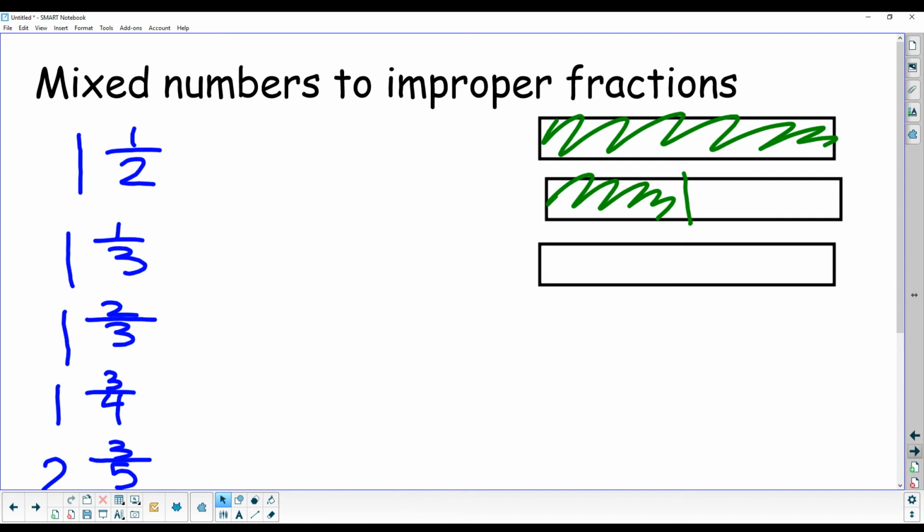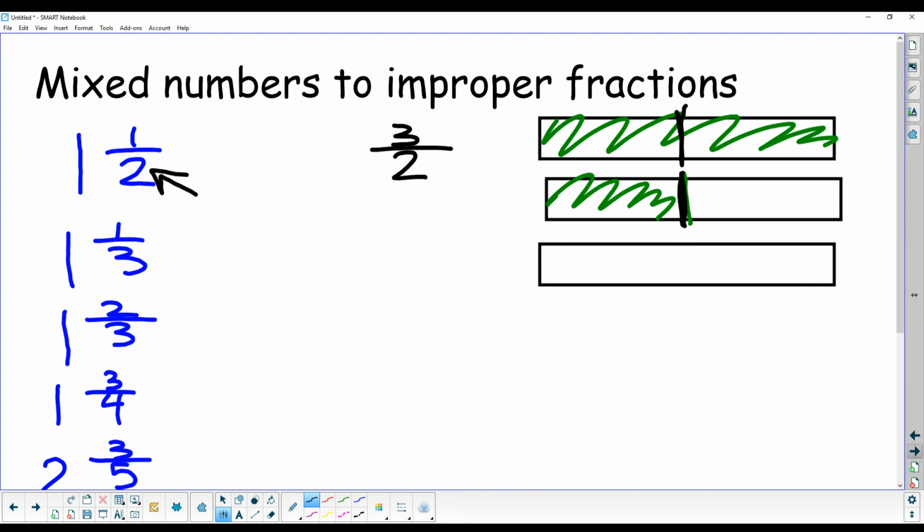So to make this into a fraction, I would have to ask myself, well, how could I make that 1 whole into a fraction? So I want to look at the denominator that I have on my fraction. My denominator here is halves, so I want to change my 1 whole into halves. So how many halves do I have? I have 1, 2, 3 halves.